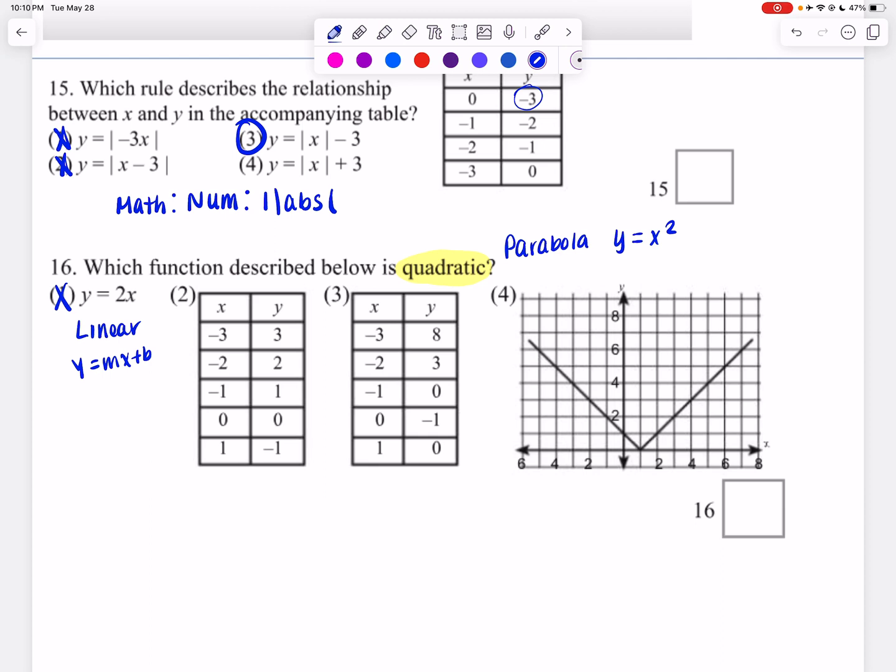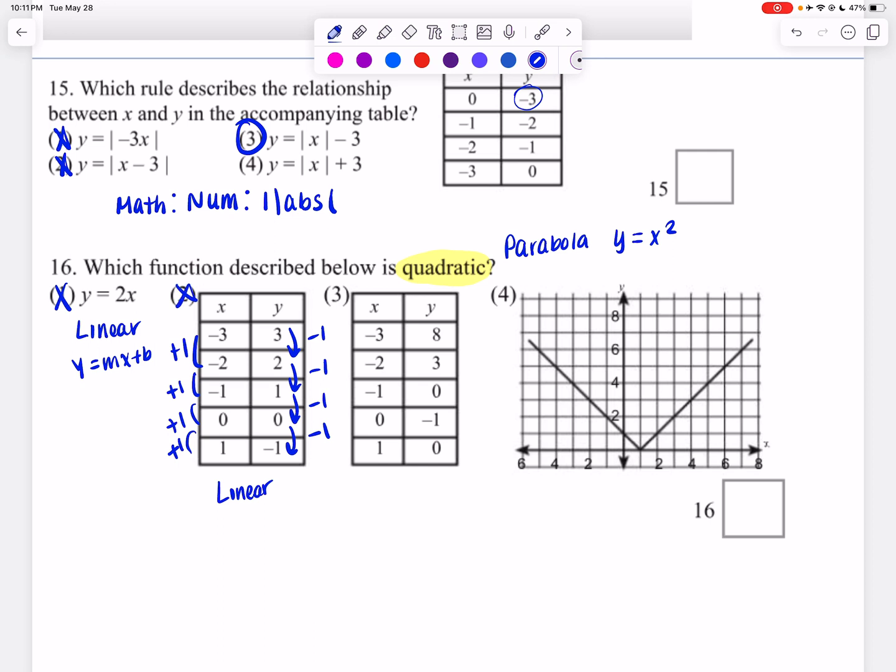If I look at choice 2, let's look at the change in our y values to go from a 3 to a 2. I subtract 1, 2 to 1, I subtract 1, 1 to 0, I subtract 1, and 0 to negative 1, I subtract 1. That is also linear because it has a constant slope. My x values are going up by 1.